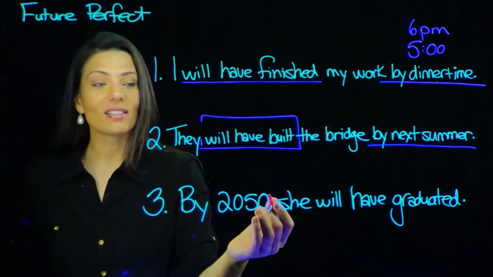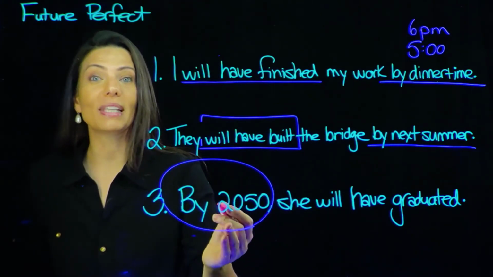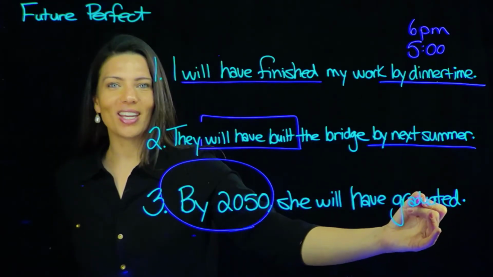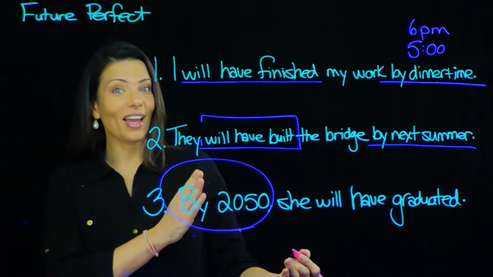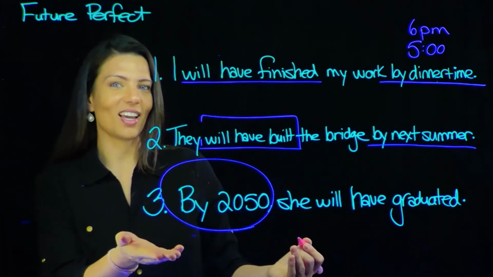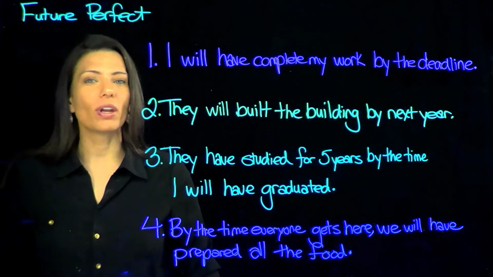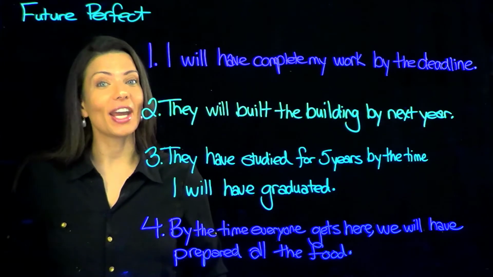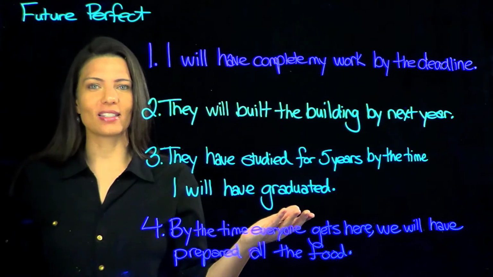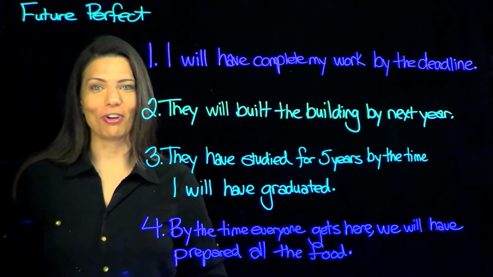Now, in number 3, this is also a little bit different. We have the by phrase right over here at the very beginning of the sentence, which is fun. So by 2050, she will have graduated. So sometime between now and then, we don't know exactly what year, but she will have graduated by this deadline. All right, let's take a look and see if we can find some mistakes. One of the best ways to learn grammar is through error correction. So let's take a look at these sentences and find the mistakes. Of all of these sentences here, only one of them is correct. Can you find out which one?